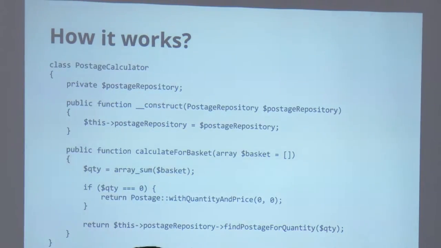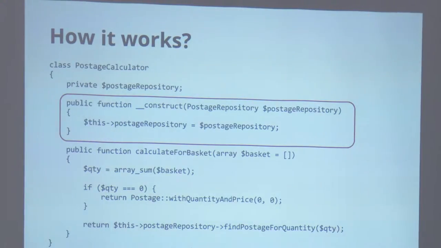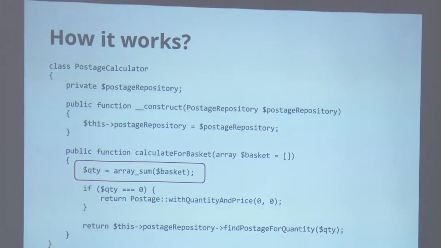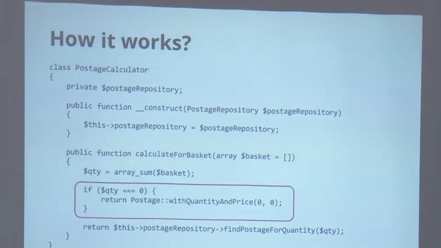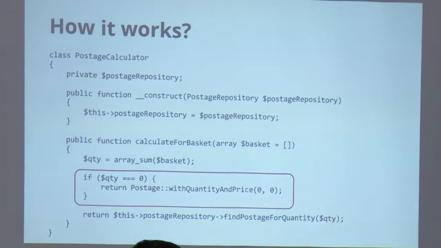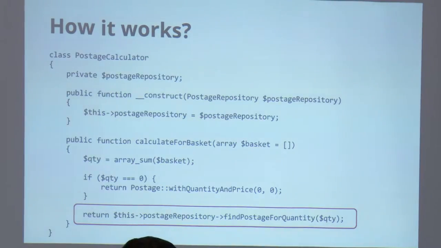But before that, how it works. So this is the simple postage calculator. I'll go line by line over the code. Through the constructor, it takes a postage repository, which is some kind of persistent storage, let's say SQL, or in our example, SQLite. And then it calculates postage for a basket, where it first of all checks how many items are in the basket, and if there are zero, it returns empty postage, which is zero, or finds it from the database. The customer wanted to be able to change the postage in a database over time. So let's say he wanted to make it lower or higher. It works on the principle that it displays different postage for different numbers of items.